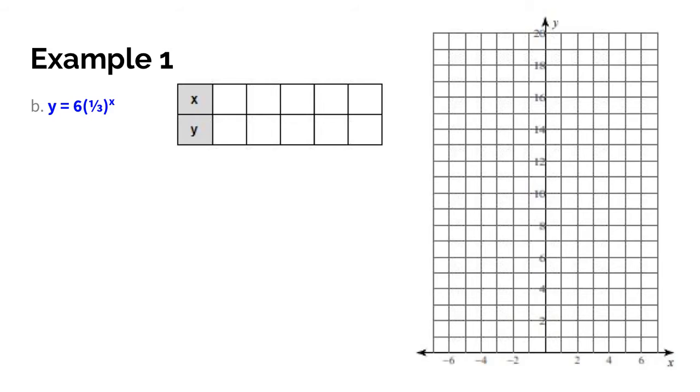All right, same thing here, just different a and b values. So I have 6 times 1/3 to the x. Here my a value is 6. That's my initial value. My multiplier is going to be 1/3.